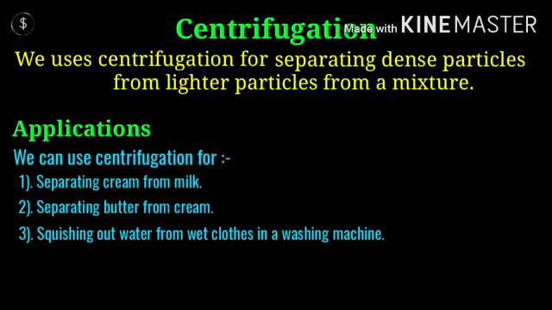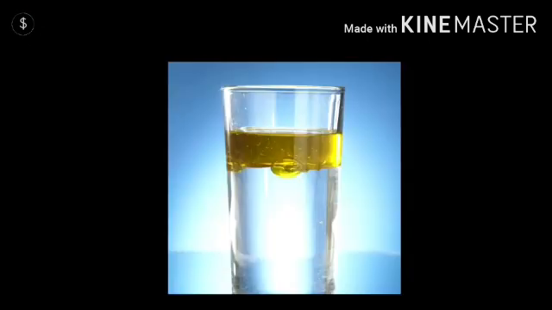In a washing machine also, a centrifuging machine is there, and what happens is it churns the clothes when we add some washing powder and water in it and we put the clothes in. Then it churns the clothes, and after that it squeezes out the water, and in this way clothes are washed, and dust particles or dirt come out.